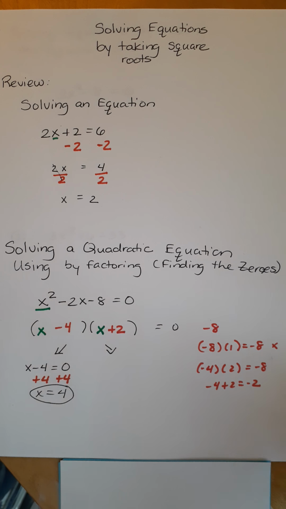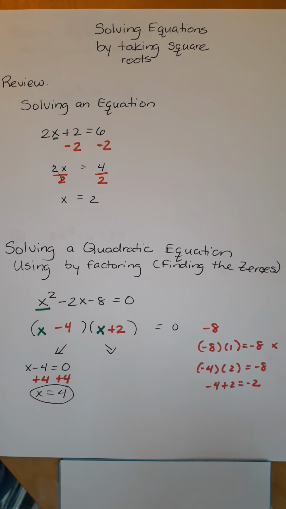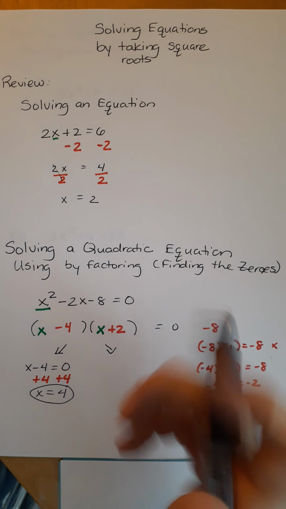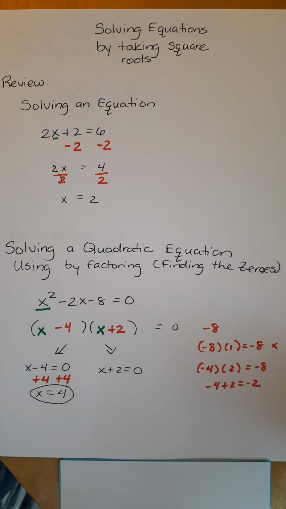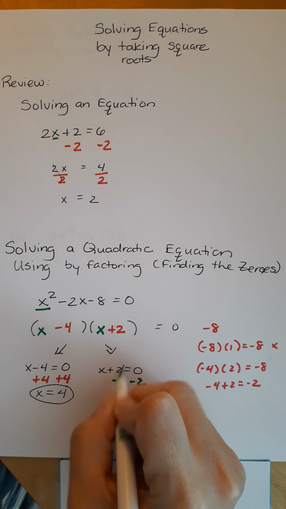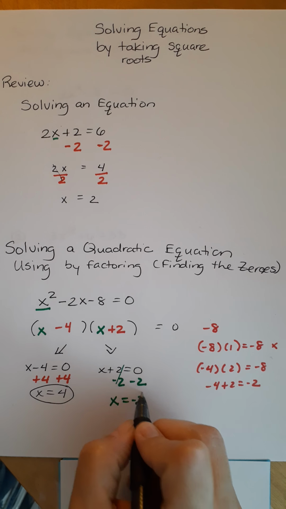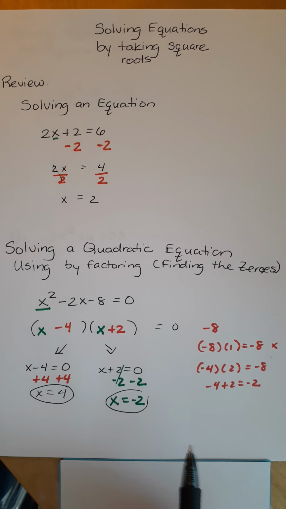Now I'm expecting 2 solutions. Why am I expecting 2? Because my highest power is 2. So now we'll try this one. X plus 2 equals 0. And I subtract 2 from both sides. That cancels out. X equals negative 2. And there's my second solution. Because there's an x squared, that's my highest power, I'm going to have 2 solutions.